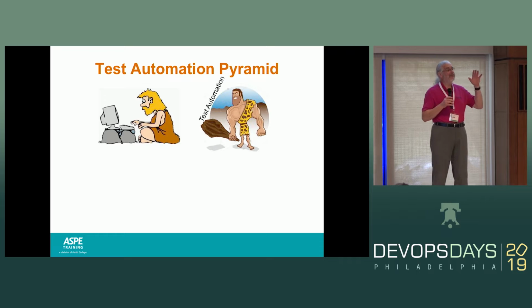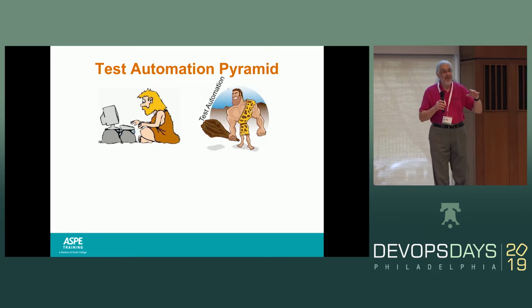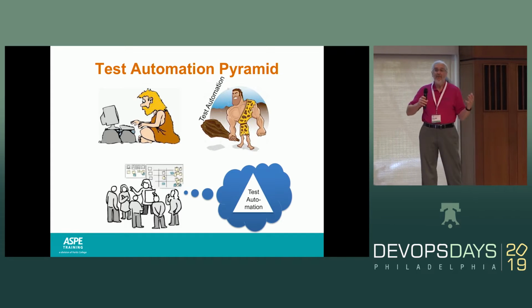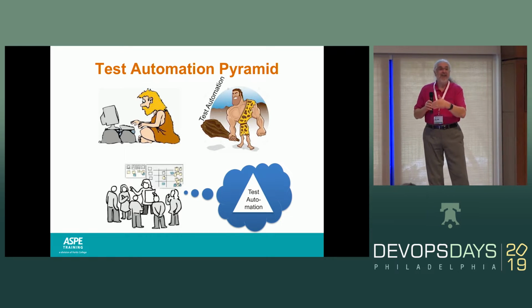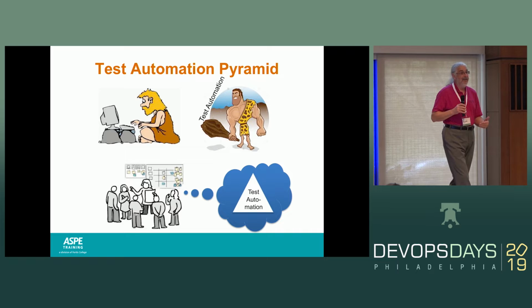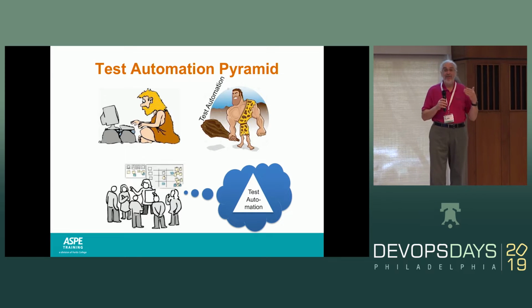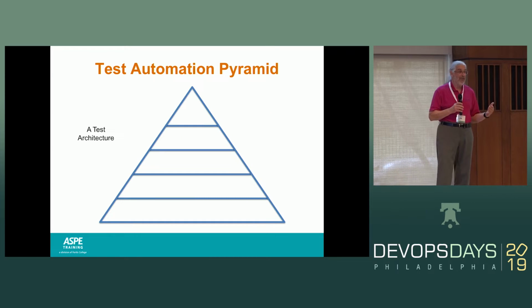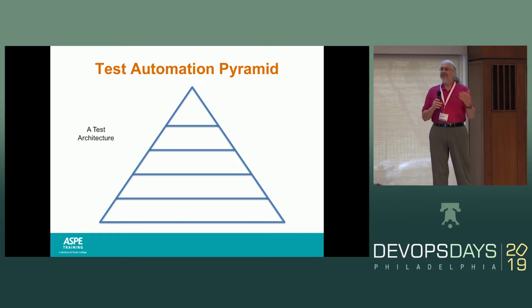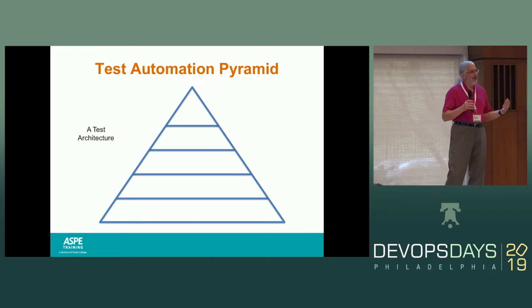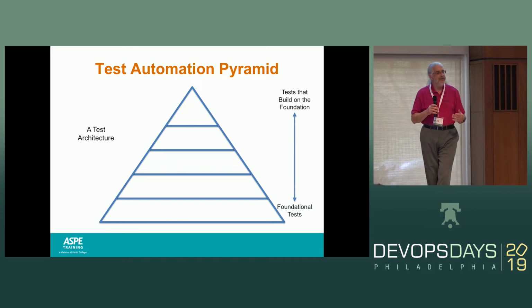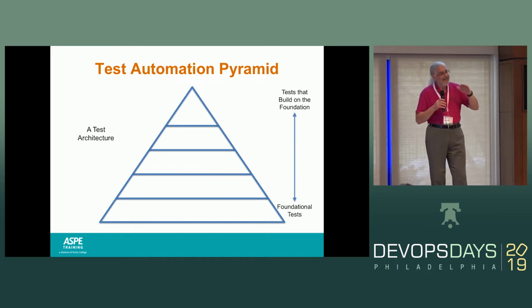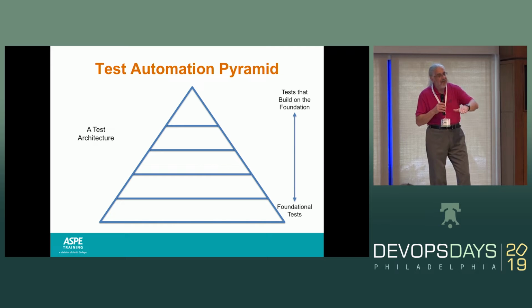So back in the first millennium, we learned how to program computers. Didn't take us long to figure out that we needed some tools like test automation, but it was actually the Agile community in this millennium that taught us about the test automation pyramid as they recognized how important test automation was. So the test automation pyramid is essentially an architecture for understanding the different kinds of testing that we can do and how they fit together. The idea of a foundation and building on that foundation.